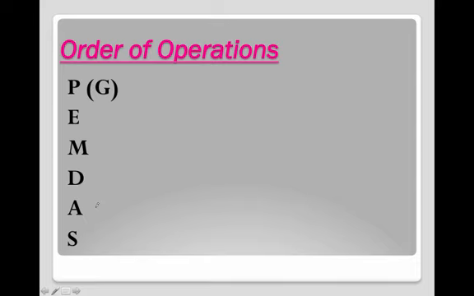PEMDAS. Parentheses. Notice I have a G there. The G is for grouping symbols. We don't always see parentheses. Sometimes you're going to get something that looks like this, the brackets, or like this. Those are also grouping symbols, so those come first. Then we've got our exponents. Multiplication and division, remember, happen at the same time from left to right, and addition and subtraction, again, from left to right. If any of that doesn't ring a bell, please check in with me. I'll find a Khan Academy video for you to watch.